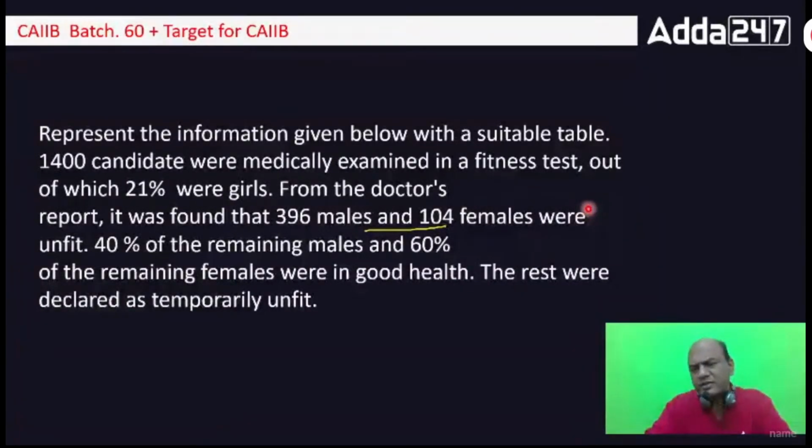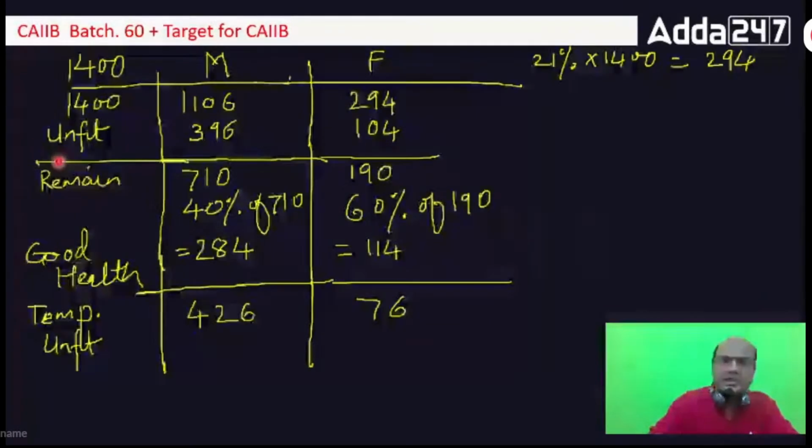So plot this. See here, total is what? 1400 candidates. 21% are girls. So 21% into 1400. See this, I have done this.